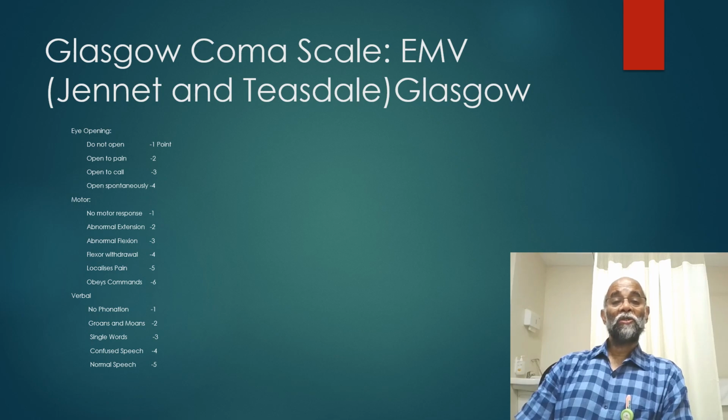If there is no motor response, you get 1 point. If there is an abnormal extension of the arms, you have 2 points. Abnormal flexion is 3 points. Flexor withdrawal is 4 points. And localizing pain is 5. Obeys commands is 6 points.